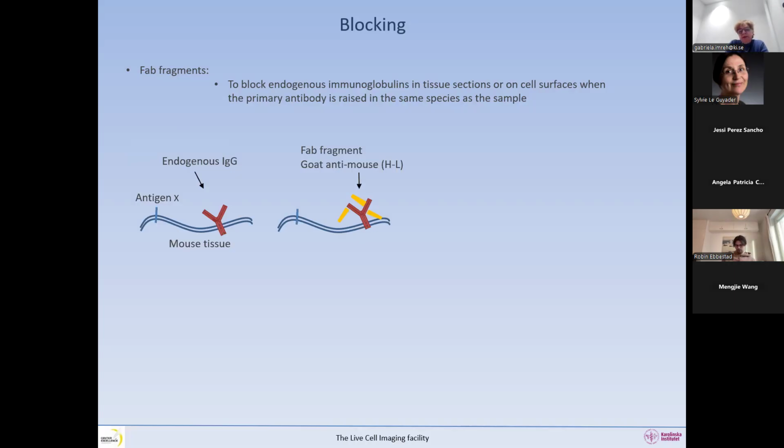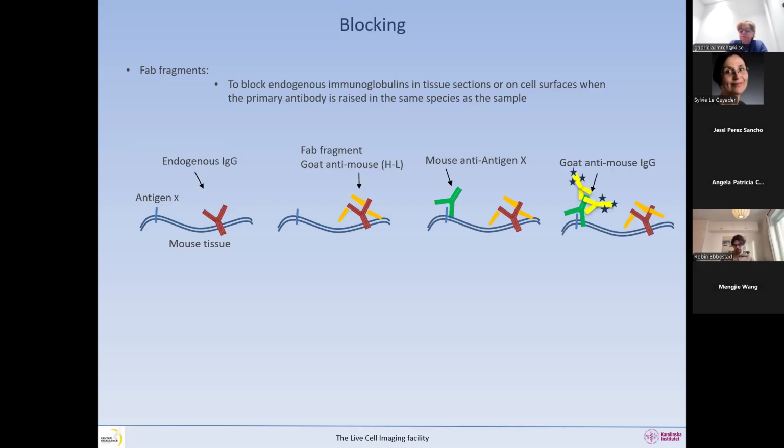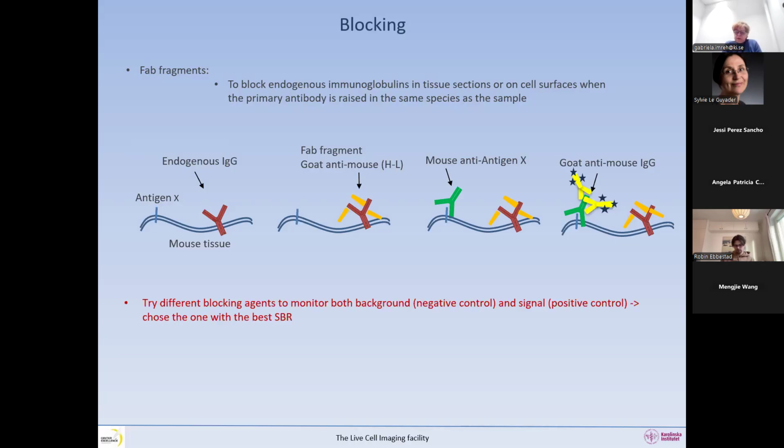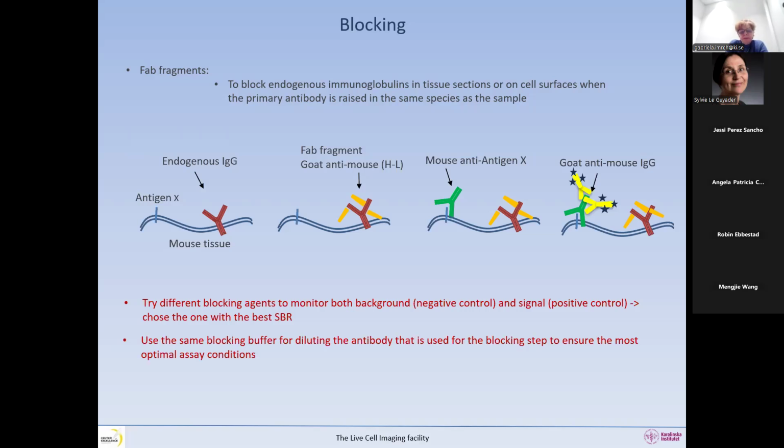So you can block the sites on the endogenous IgG, and only after that add your primary antibody, the one that you want to use to detect your antigen X, after which you can also add your secondary antibody. So it's used quite a lot. Also the take-home message: always try different blocking agents to monitor both background, the negative control, and the signal, the positive control.